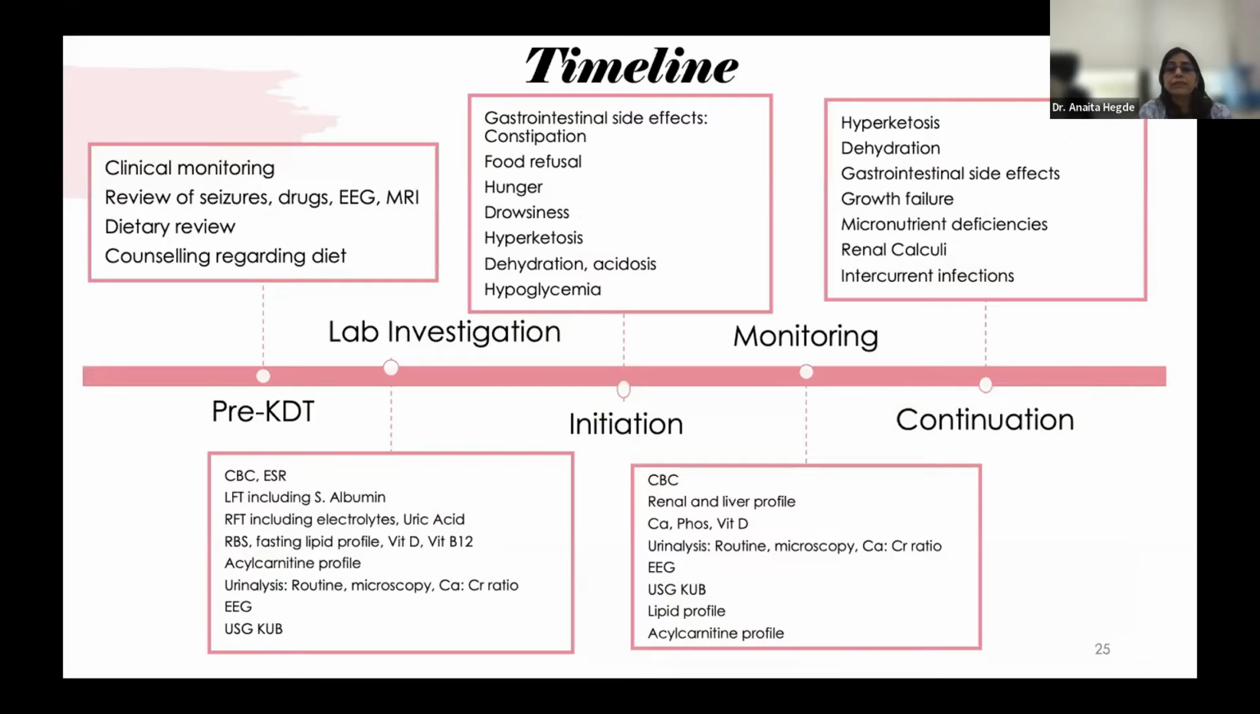To sum it up, let's go by the timelines. So during the pre-ketogenic diet treatment, the clinical monitoring is done, review of seizures, drugs, EEG, MRI, dietary review is taken, counseling regarding diet is done. The lab investigations during this period are as mentioned here and we had discussed earlier.